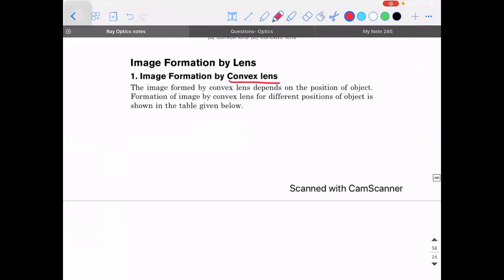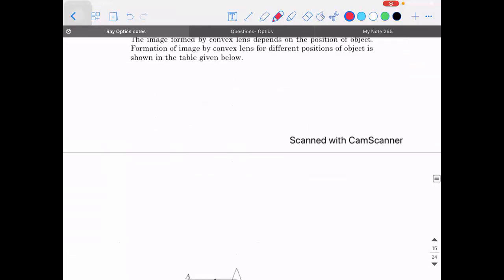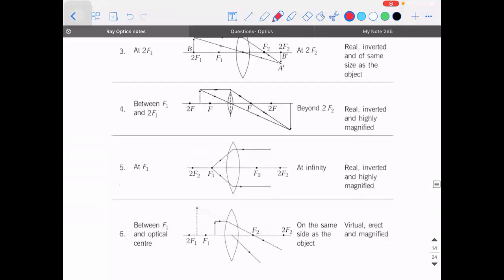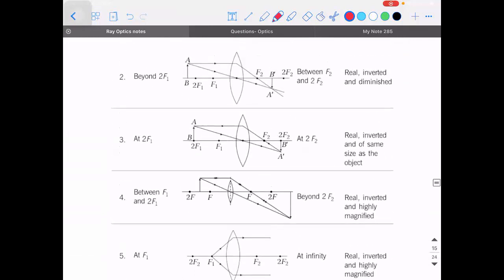So, image formation by convex lens. Again, you will have 6 images. One is when the object is placed at infinity. When it is placed at infinity, the image is formed at f2. When it is placed beyond c, then the image is formed between f2 and 2f2, and it will be real, inverted, and diminished. At 2f1, what will happen? The image is also formed at 2f2. It is real, inverted, and of the same size as the object.